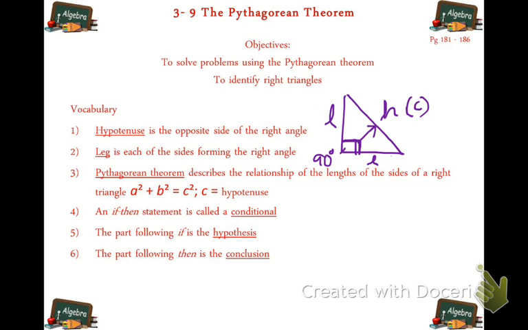An if-then statement is called a conditional. If you play baseball, then you will get better at hitting. So the part following the if statement is called a hypothesis, and the part following the then statement is considered a conclusion. It's kind of like what you would do for your science projects you are doing soon.